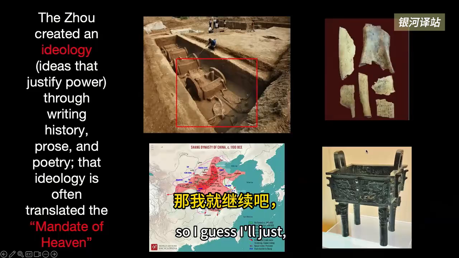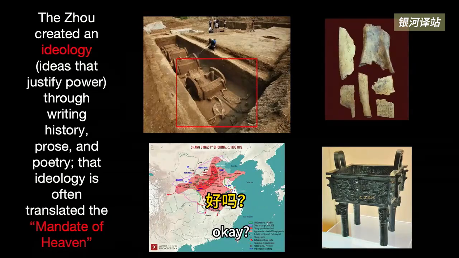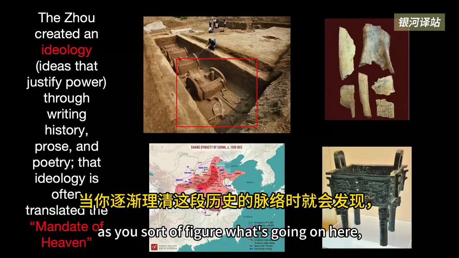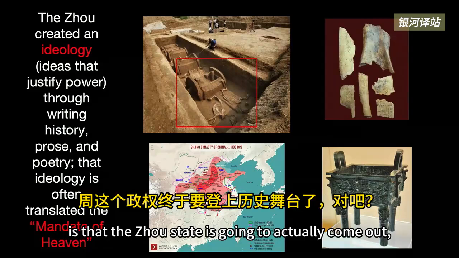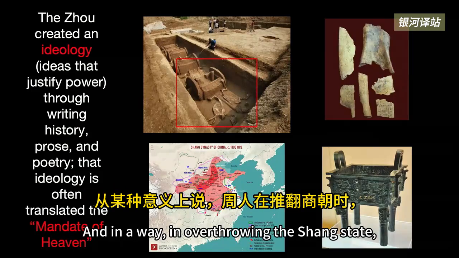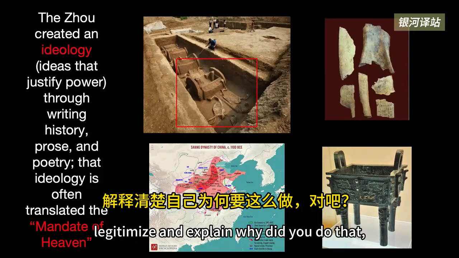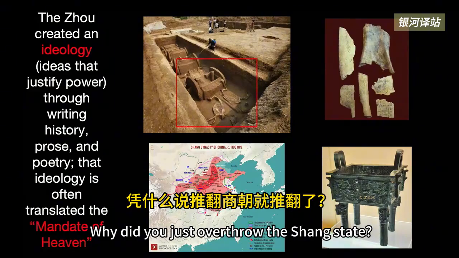Okay, so I guess I'm lucky I got it through here, so I'll just start here. One of the things you could say as you figure out what's going on here is that the Zhou state is originally located to the west of the Shang royal domains, and they're going to overthrow the Shang state. And in overthrowing the Shang state, the Zhou has to legitimize and explain, why did you do that? Why did you just overthrow the Shang state?